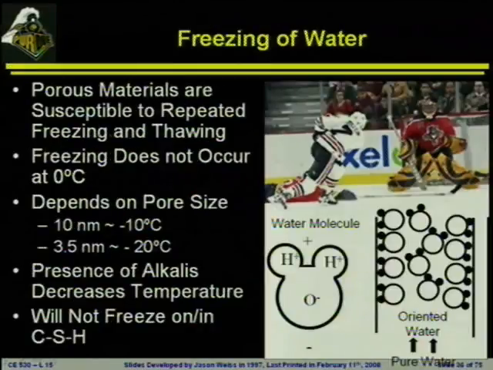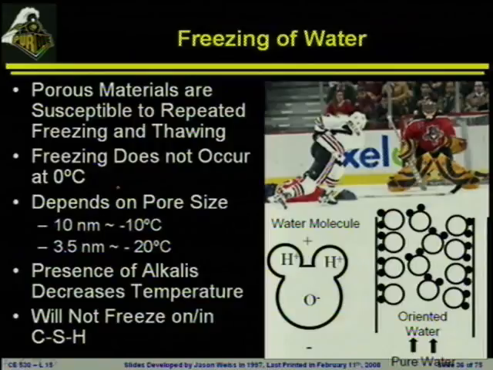As we know, porous materials are going to be susceptible to repeated freezing and thawing. Freezing doesn't occur at 0 degrees Celsius. It occurs lower than this. It occurs because of two reasons. One, the water is inside of a pore that is constricted, so it's in a small space. Also, it's not water anymore. You'll remember as soon as that water comes in contact with the cement, things start to come off of the surface. We start to see the dissolution of particles coming off of the surface.